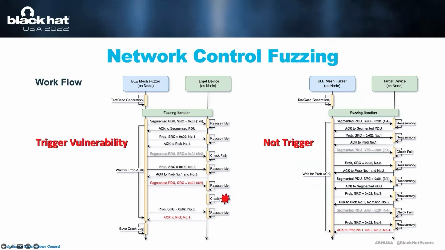But even if the mesh service is not permanently down, we can still detect a crash. Because when the mesh service crashes, all the information about this segmentation and reassembly session is lost. So this ACK will only respond to the last probe, but miss the responses to the first and the second probe. So if we find the missing responses, we know that the mesh service on the target device has crashed. Well, for the case that does not trigger a vulnerability, the fuzzer will receive all the ACKs to the probes and know that nothing happened.